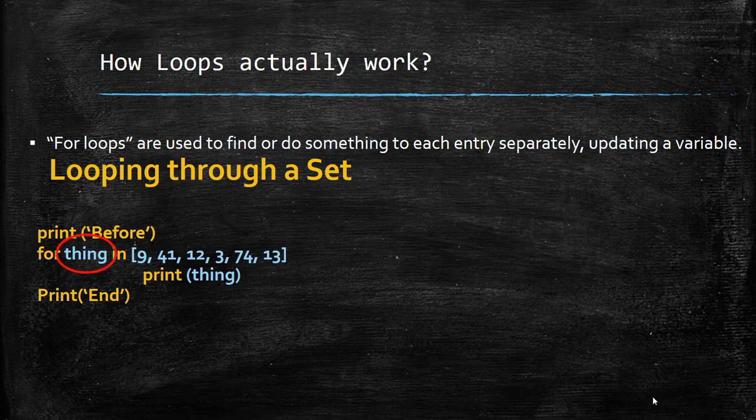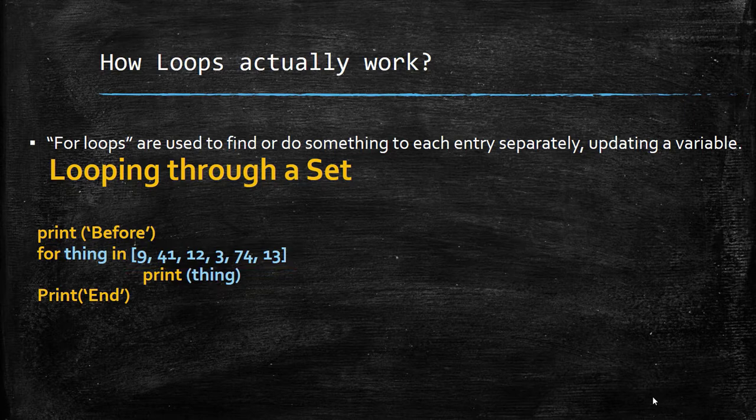After the for, I have written thing, and this thing here is an iteration variable, and you can remember that we can give any name to our variables. We can also write i, we can also write number, we can also write thing, or any other name you want to give to the variable. And after the in operator, you want to write your set of data, which in this case is 9, 41, 12, 3, 74 and 13.